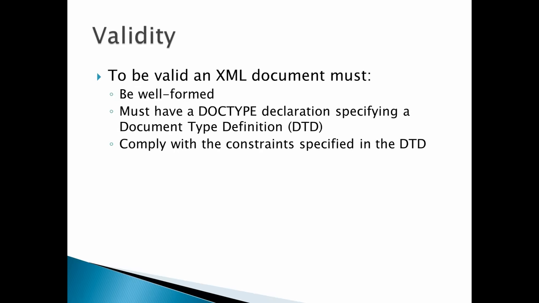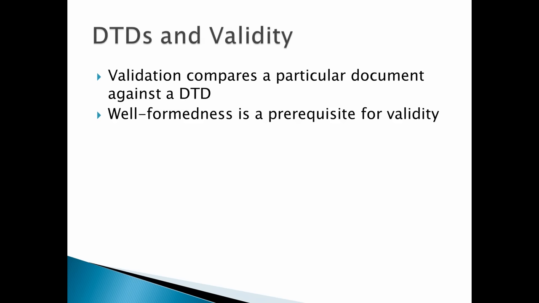To be valid, an XML document must be well formed. It must have a doc type declaration specifying a document type definition, or DTD, and it must comply with the constraints specified within that DTD. So when we talk about DTDs and validity, validation compares the document against your DTD, and well-formedness is a prerequisite for validity.